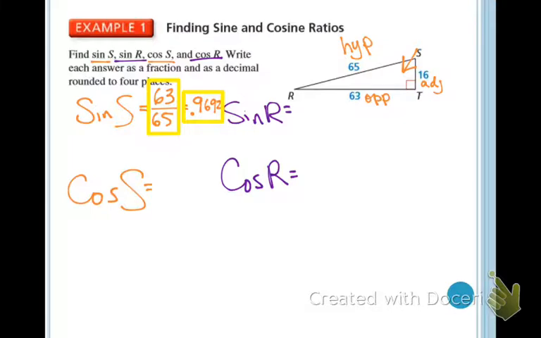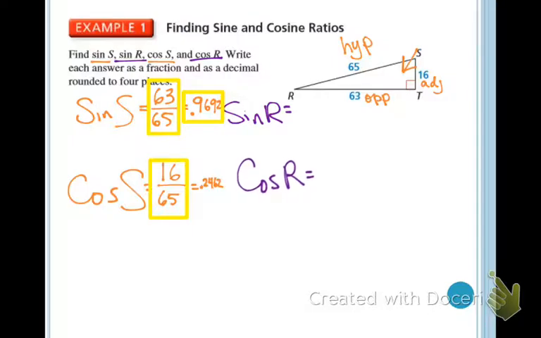Cosine of S is adjacent over hypotenuse. So the adjacent is 16 over the hypotenuse, 65. Does this reduce? Nope. So what is this as a decimal? 0.2462. Sorry, I didn't give myself enough room. 0.2462.